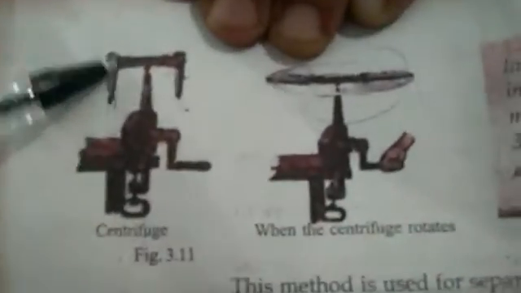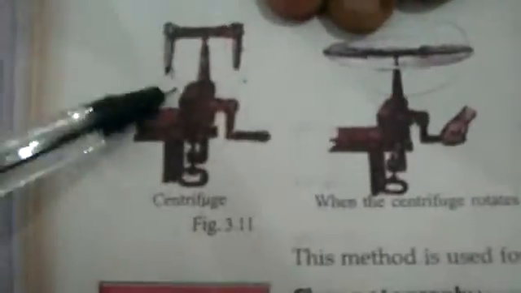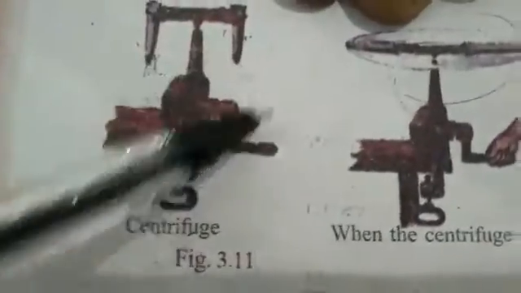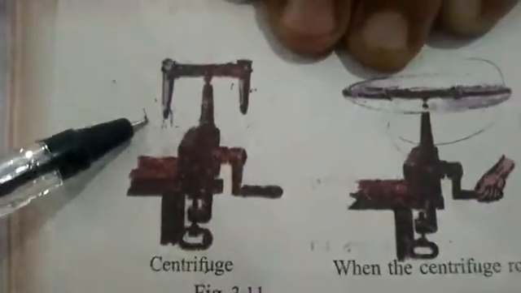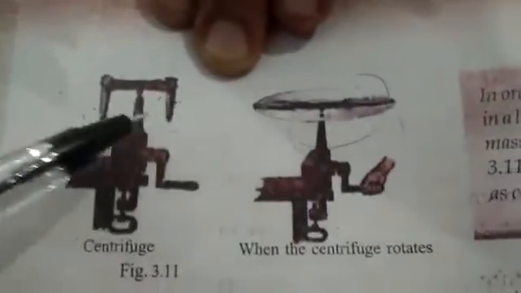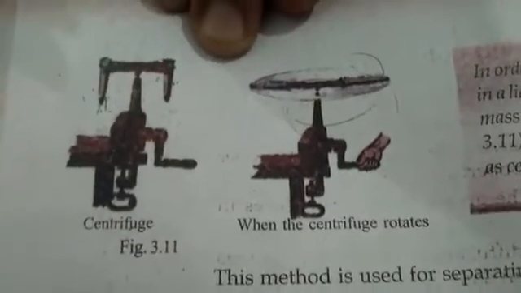See this one. This is the centrifuge, the machine. In this one, on opposite sides, there are two parts, and in these parts we can keep the test tubes. So take the mixture in a test tube and keep it on one side, and in another test tube you can take water or any other substance in order to balance it. Is it clear or not? In order to balance it, we have to make them rotate. Then only will we get the mixture separated.